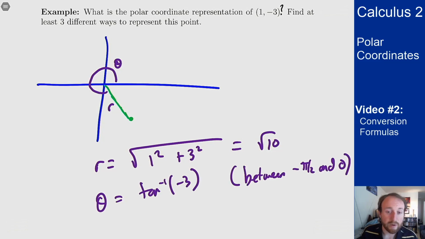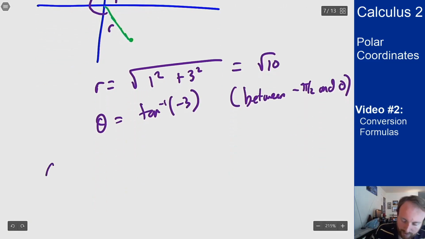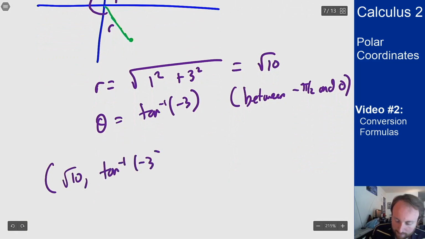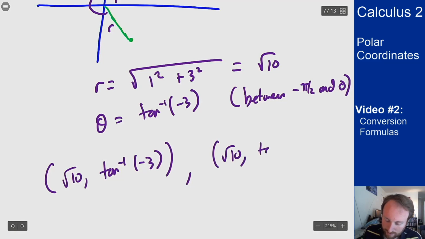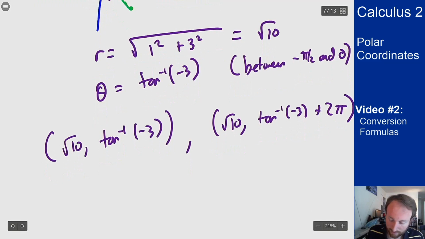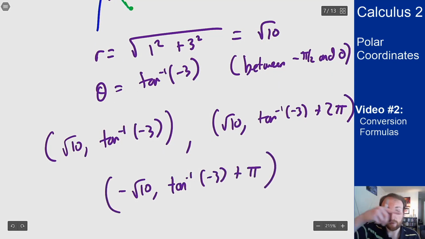So then how can I get other ways for this point? Well, I know I can write the point as root 10 and tan inverse of -3. I could also write this as, say, root 10 and then tan inverse of -3 plus 2 pi. That'll be the one that's actually between 0 and 2 pi, but it's another way to write the same point. I can also do something like negative root 10 and then tan inverse of -3 plus pi. That'll swing to the other side and then go in the negative direction back. So this gives me 3 different ways for the same point.